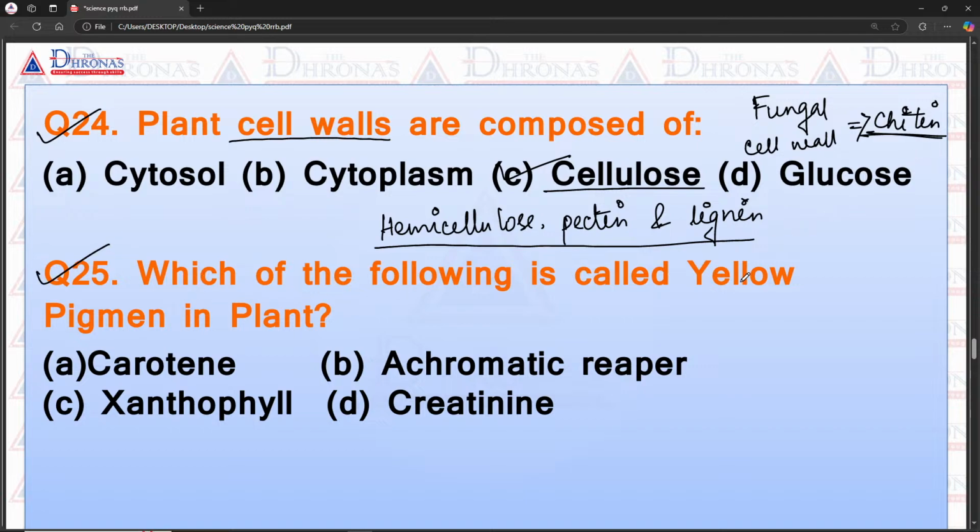Question number 25. Which of the following is called yellow pigment in plant? Yellow pigment, that means these come under chromoplast. So options are carotene, achromatin, repair, xanthophyll, creatinine. The correct one for yellow pigment is carotene.